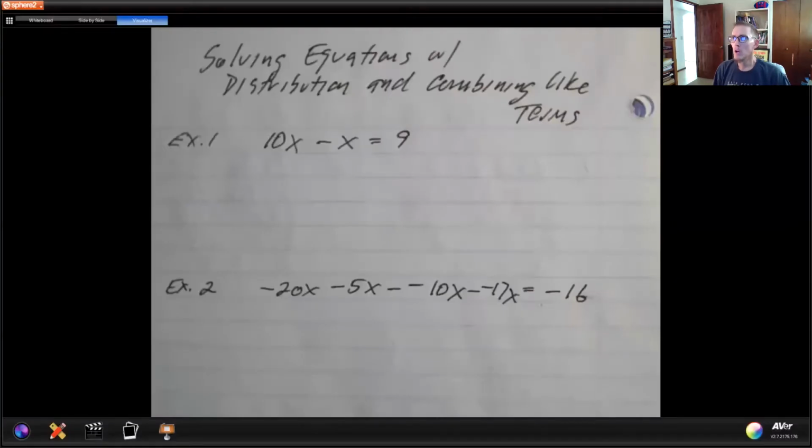There we go. So what we've got here is solving equations with combining like terms, and solving equations with distributive property. Our goal is still the same, which is to get x alone. Now, if we're going to solve equations with combining like terms, that's going to be examples 1 and 2.